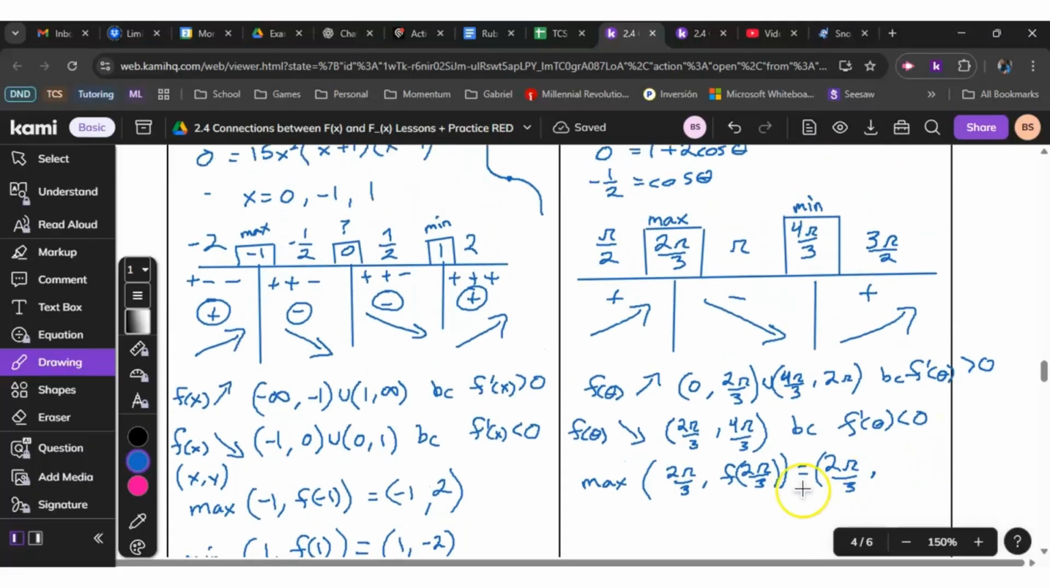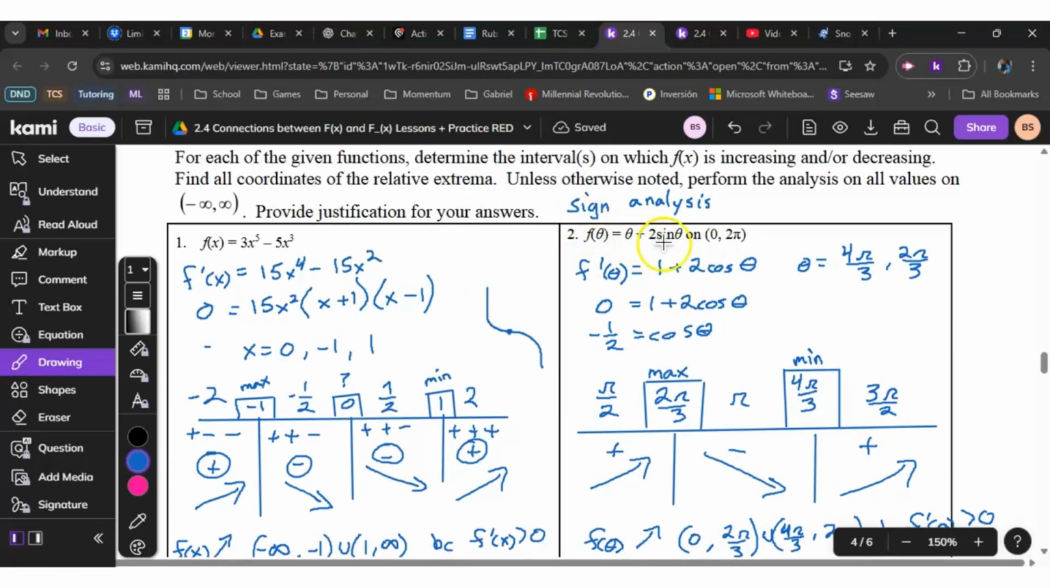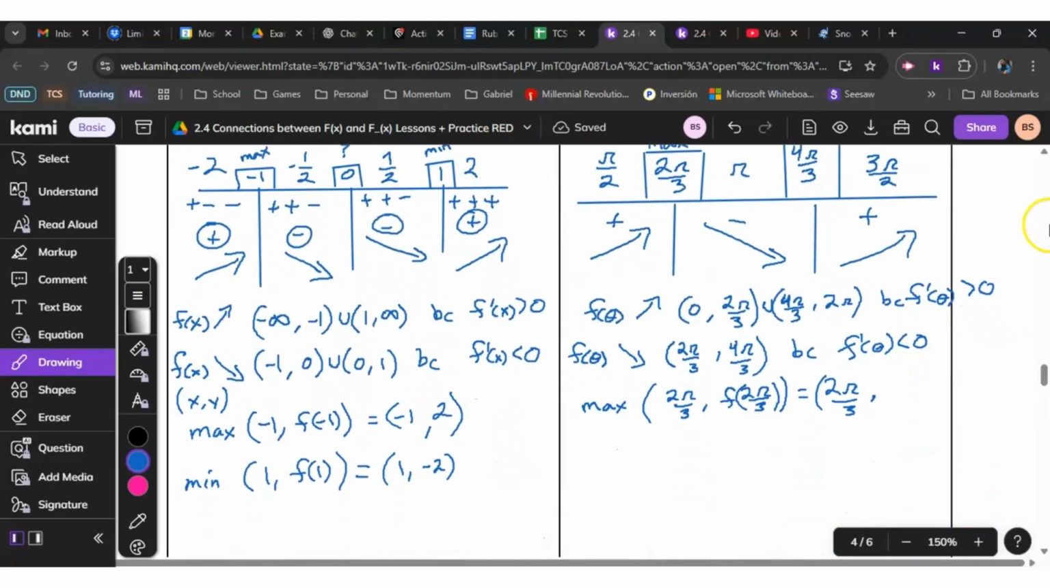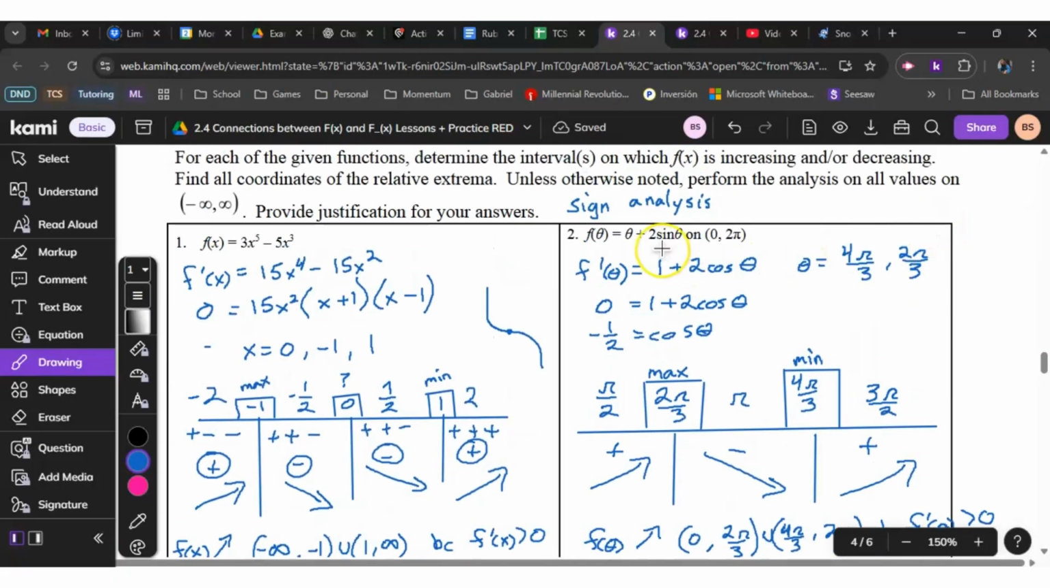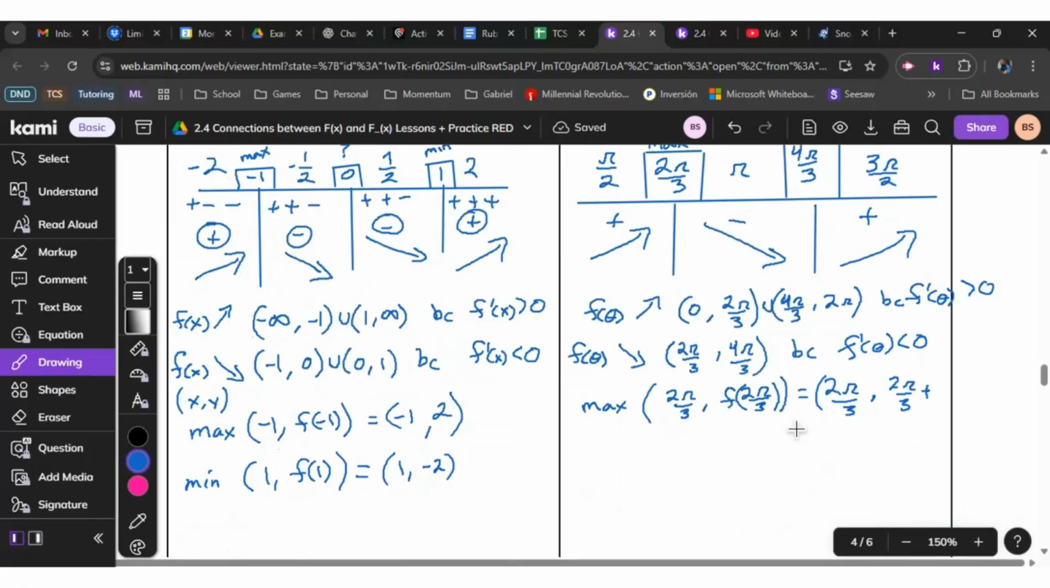All right. The max is at 2 pi over 3, and f of 2 pi over 3. When I plug in 2 pi over 3 into the original, I'm going to get an ugly number. I'm going to get 2 pi over 3 plus, what is sine of 2 pi over 3? Square root of 3 over 2. So it would be 2 times square root 3 over 2, or plus root 3. The 2 cancels out. So this whole thing is my y coordinate. It's a little ugly, but it's exact.